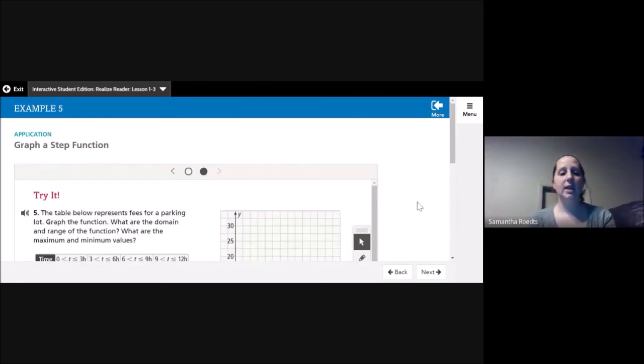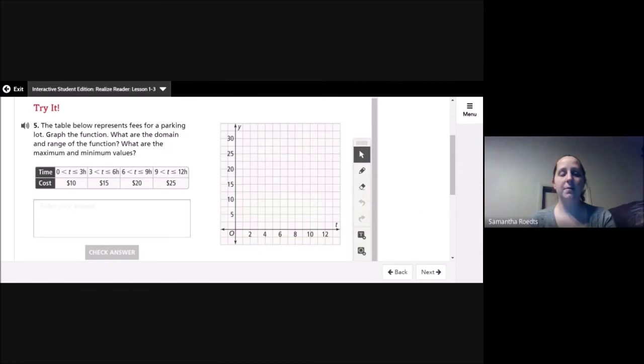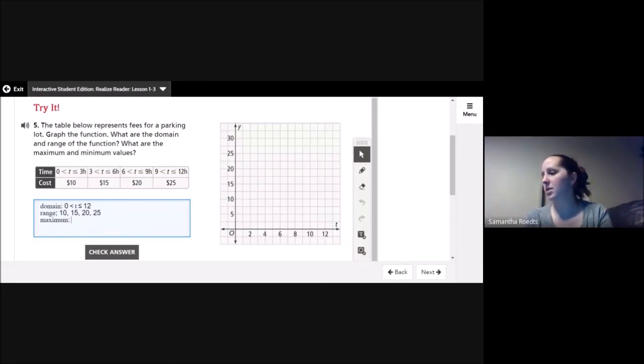All right, so let's try it. The table below represents fees for a parking lot. Graph the function. What are the domain and range of the function? What are the maximum and minimum values? Okay, so my domain of the function is from 0 less than t less than or equal to 12. My range is just my y values, so 10, 15, 20, 25. My maximum value is 25, and my minimum value is 10.